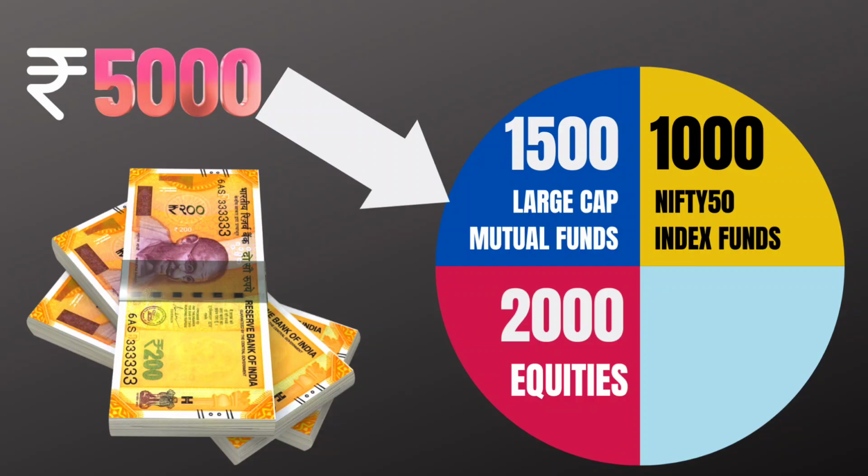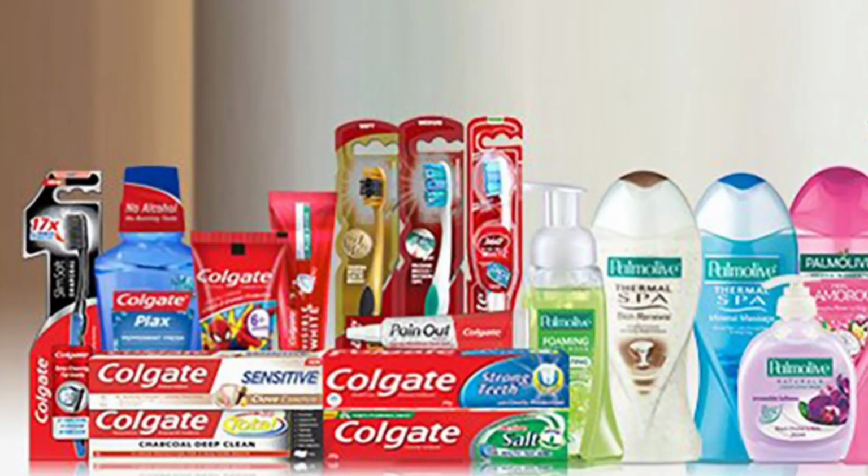Next, invest the other 2,000 in direct equities. But how to choose stocks as a beginner? It is the hardest part for many beginner investors. So I will say a few things. Take a few things which you use regularly and which are important for your household. Let's suppose you're using Colgate paste. Colgate paste is something that you use regularly. Research whether Colgate is listed in the stock market. Yes, Colgate is listed.